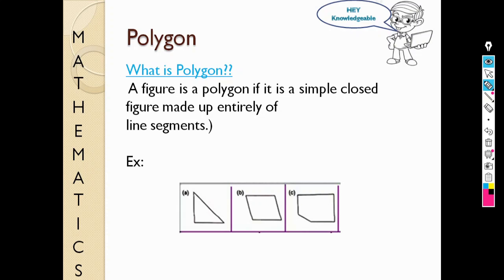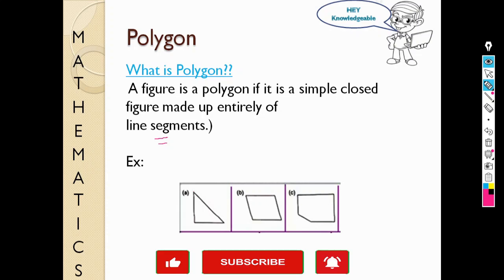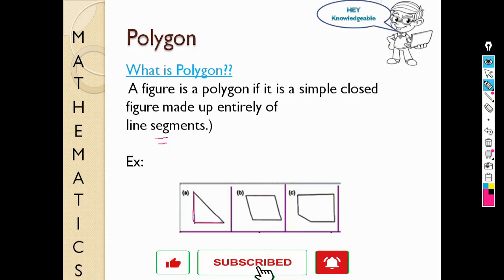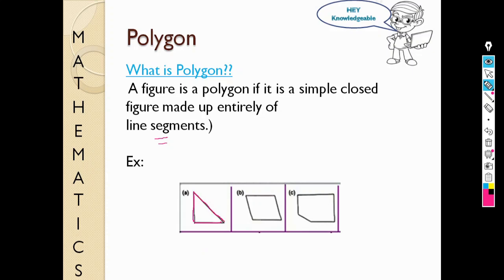So what is a polygon? A figure is a polygon if it is a simple closed figure made up entirely of line segments. So if you see this one, this is made up of three line segments. That is, from here to here there's one line segment, from here to here there's another line segment, and from here to here this is another line segment. So it is made up of three line segments, so we can call it a polygon.